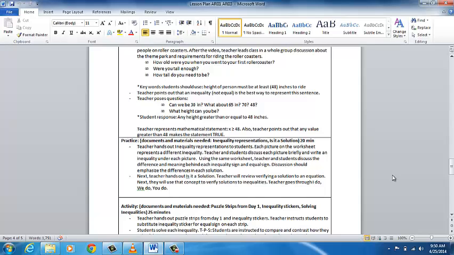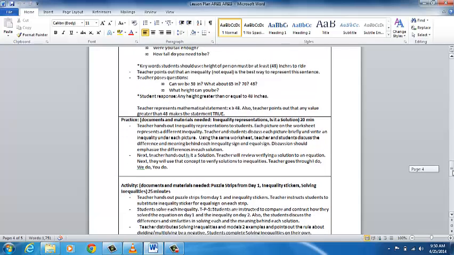Now, in terms of practice, the students will be working through the worksheets Inequality Representations and Is It a Solution? This should take 20 minutes. The teacher will hand out Inequality Representations for students. Each picture on the worksheet represents a different inequality. Teacher and students discuss each picture briefly and write an inequality under each picture. Then the students and teacher are going to discuss the difference and meaning behind each inequality sign and the equal sign. The point is what it really means to be an inequality versus an equation.